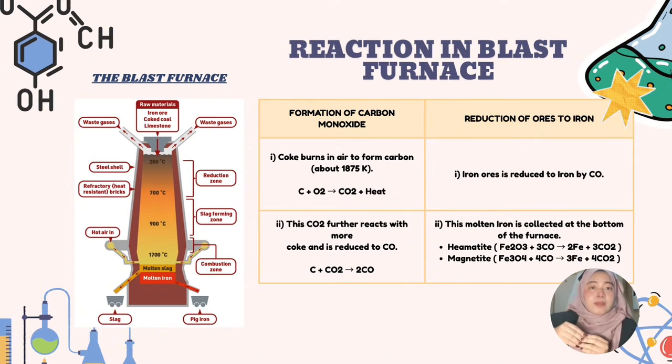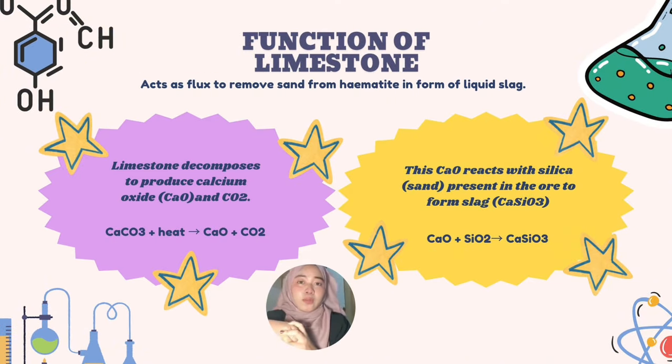which is collected separately. You might be wondering why we add limestone to the mix, right? It actually acts as a flux to help remove the remaining sand from the ore. Inside the furnace, limestone, CaCO3, decomposes due to heat into calcium oxide, CaO, plus CO2. CaCO3 + heat → CaO + CO2. This calcium oxide then reacts with the silica sand present in the ore to form the liquid slag. CaO + SiO2 → CaSiO3.